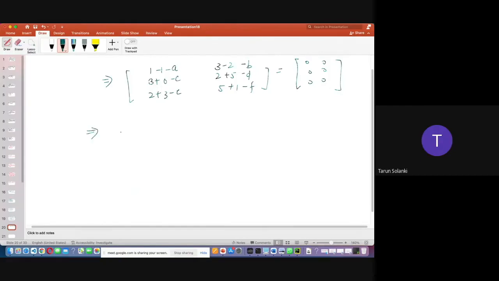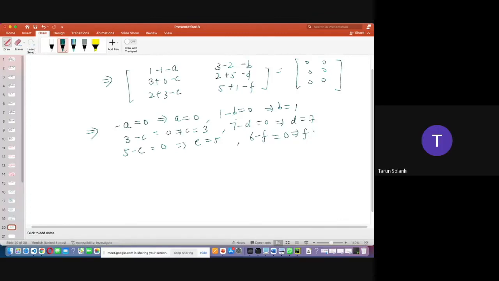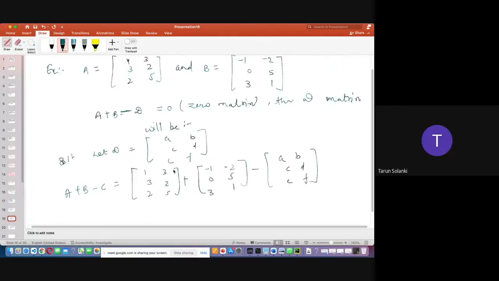Right? So you can compare minus A is equals to 0. So A is equals to 0. 1 minus B is equals to 0, meaning B is equals to 1. 3 minus C is equals to 0, meaning C is equals to 3. 7 minus D is equals to 0, that is D is equals to 7. 5 minus E is equals to 0, so we can write E is equals to 5. 6 minus F is equals to 0, that is F is equals to 6. So your D will become 0, 1, 3, 7, 5, and 6. So you can copy this.